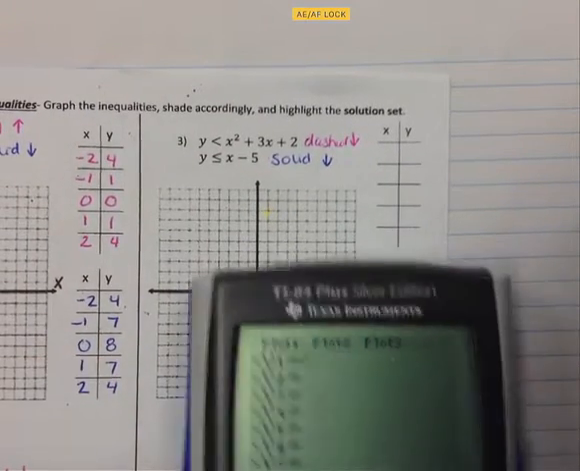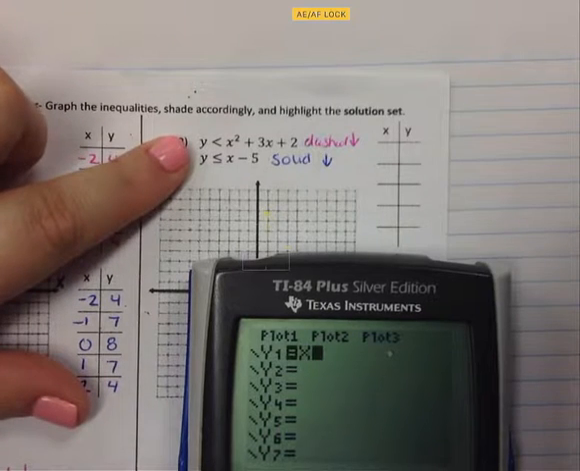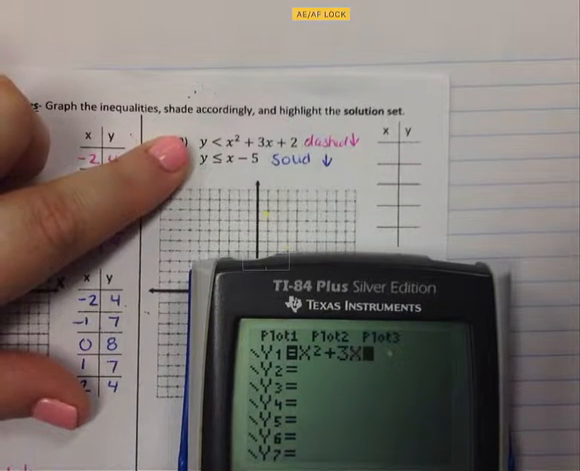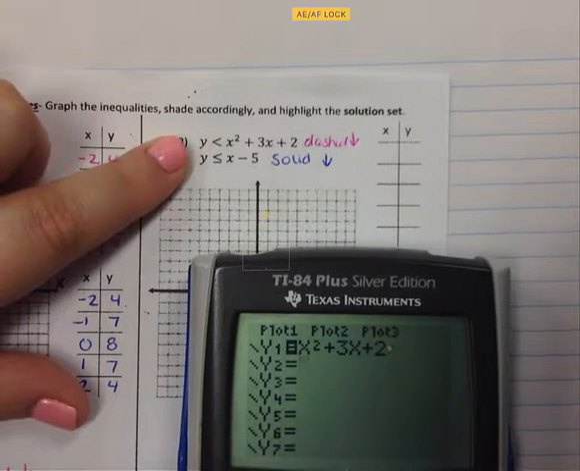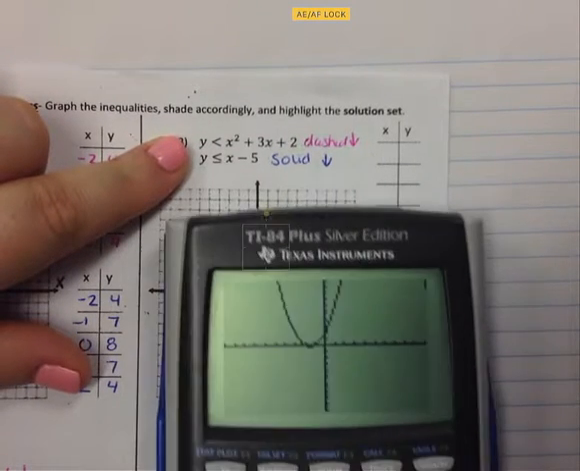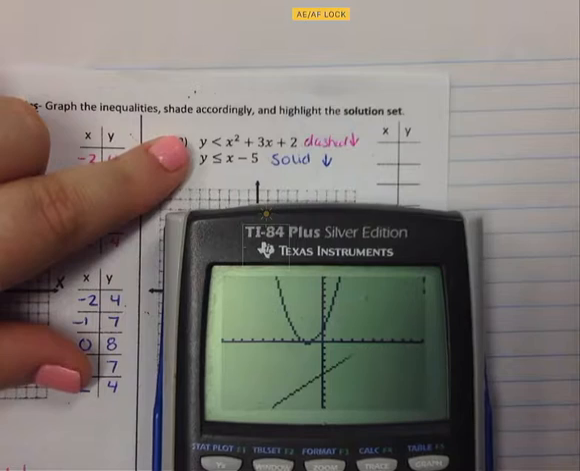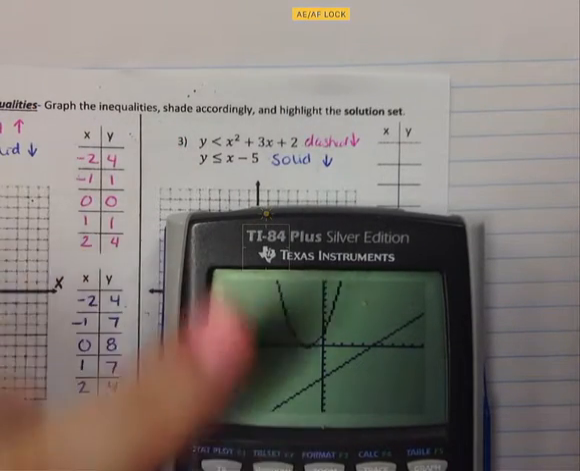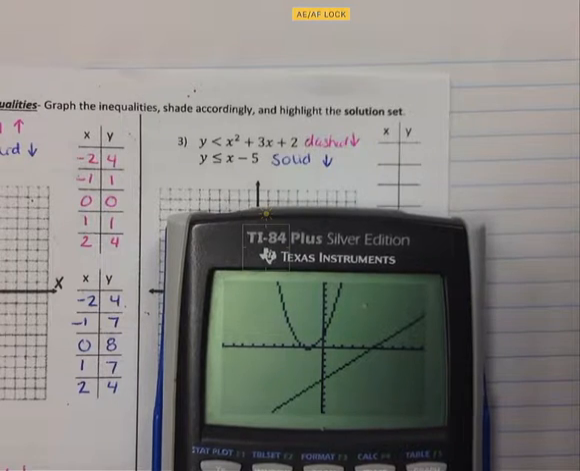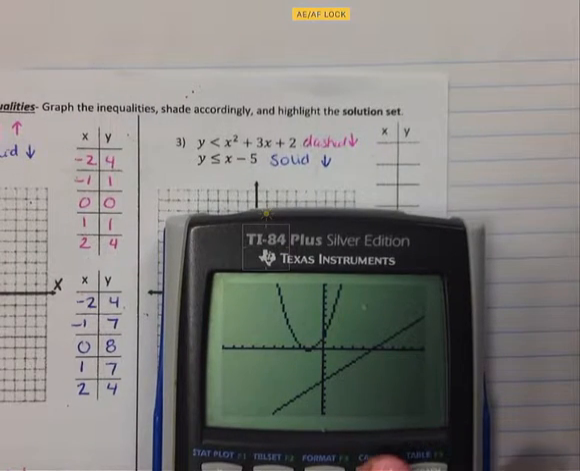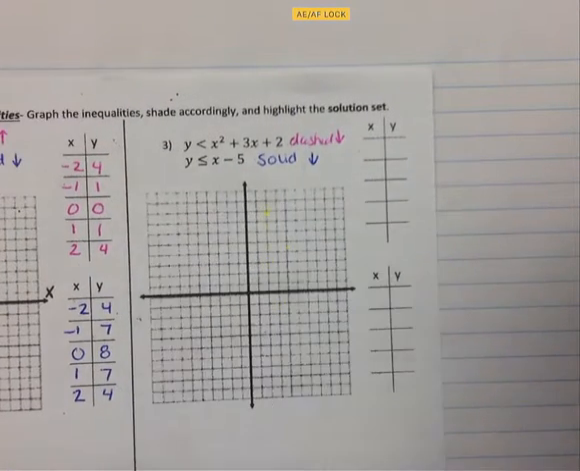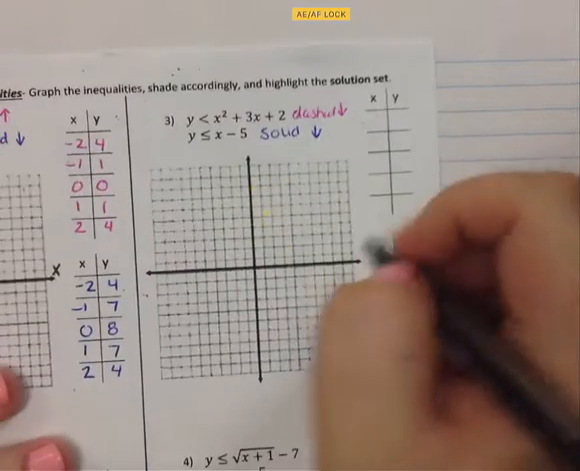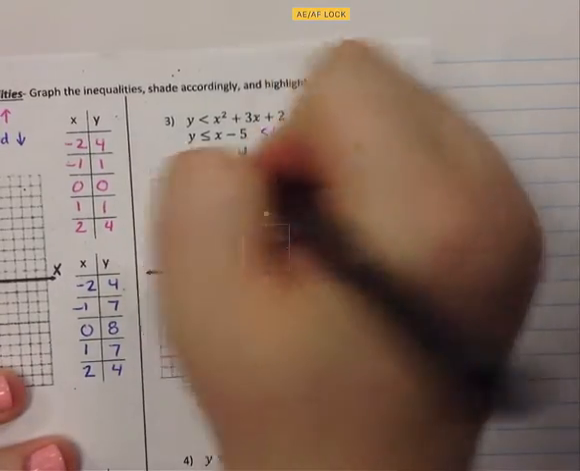So we want to graph these. So x squared plus 3x plus 2, and then x minus 5. Graph it real quick to make sure it's a good table or a good graph. And actually we can see that the graphs won't cross, but again, these are inequalities, so the shading might still cross. Okay, so we can do a 10 by 10 scale. So we have an x-axis, a y-axis, and we're going to count by 1.